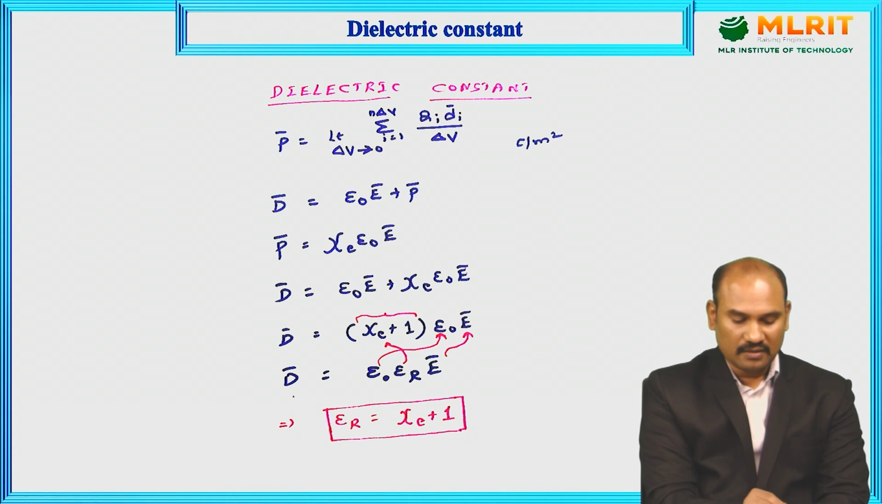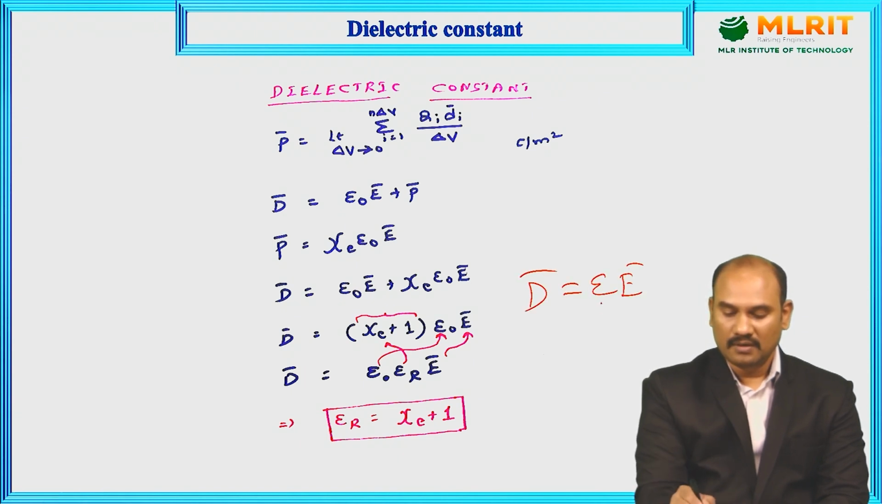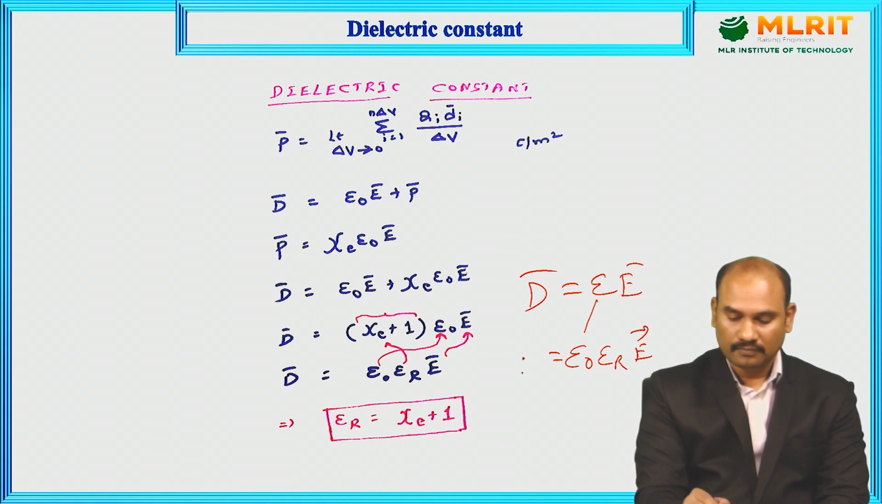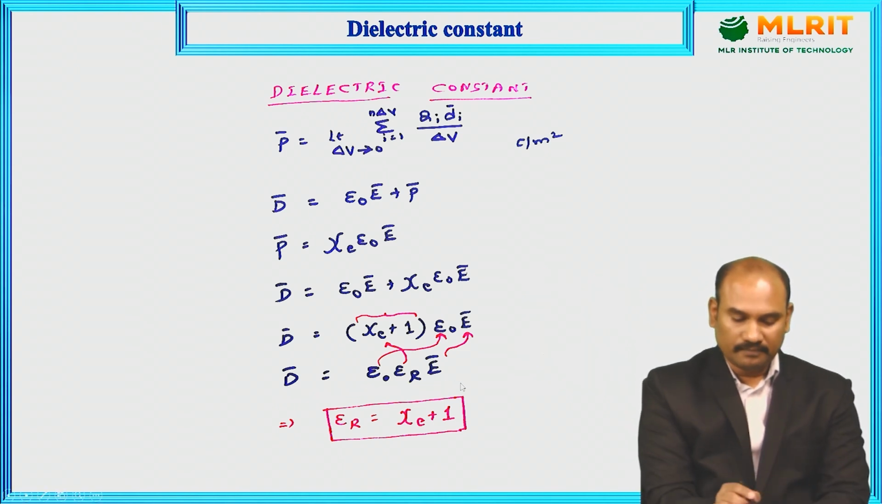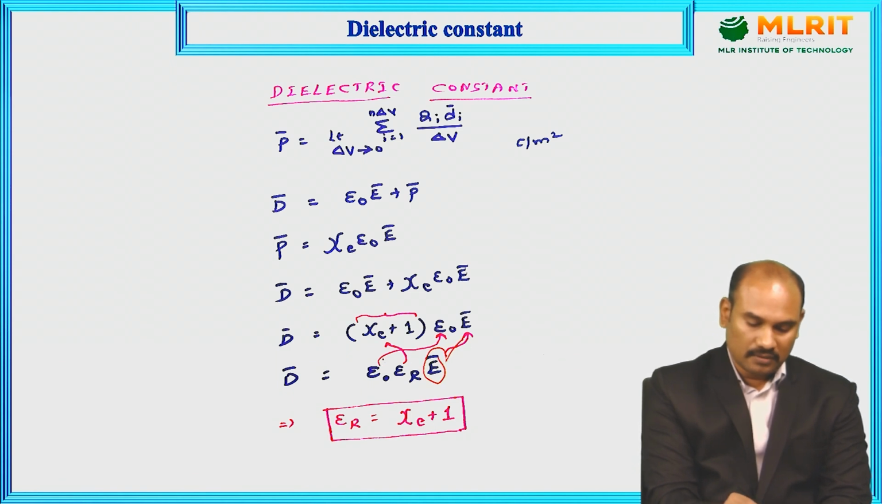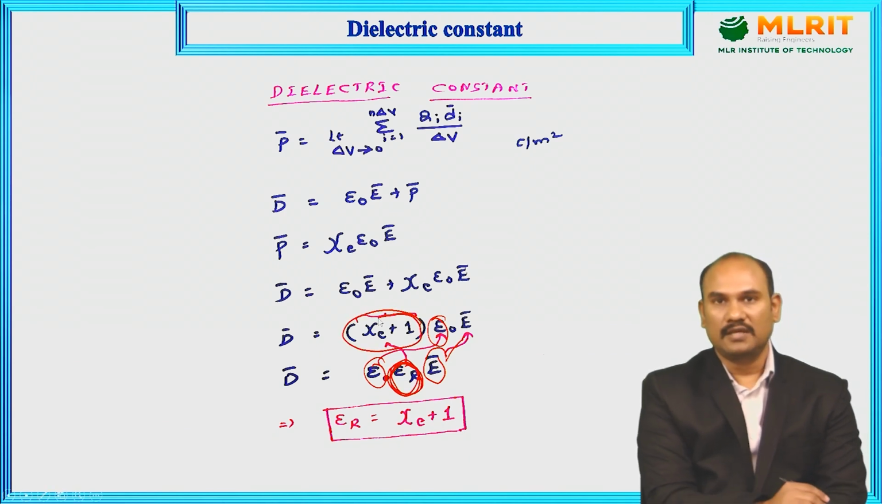Now compare here. The basic expression for D bar is D bar equal to epsilon E bar. But what is epsilon? Epsilon naught, epsilon R. The same thing I have written here. D bar is epsilon naught, epsilon R, E bar. Now compare them. You have E bar, epsilon naught, epsilon naught. So then what should epsilon r be? Epsilon r should be 1 plus xi e.